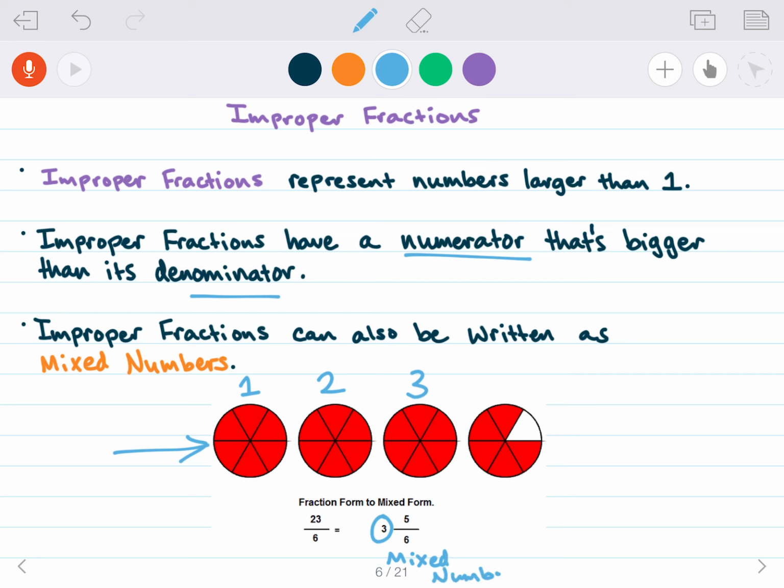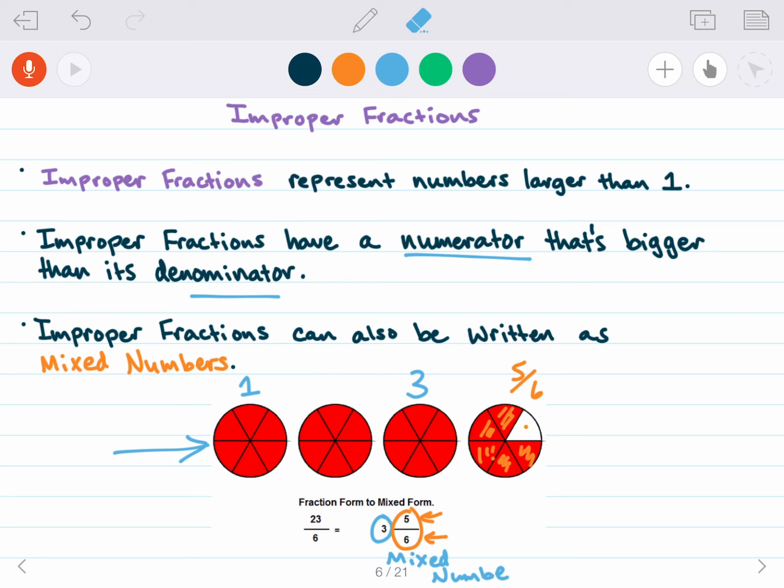So the 3 represents how many wholes we have, and then the proper fraction is going to represent how many parts we have here. And we can see that 1, 2, 3, 4, 5, 6 is our denominator, and our numerator, how many are shaded, is going to be 1, 2, 3, 4, 5. So that's why our numerator is 5 and our denominator is 6.